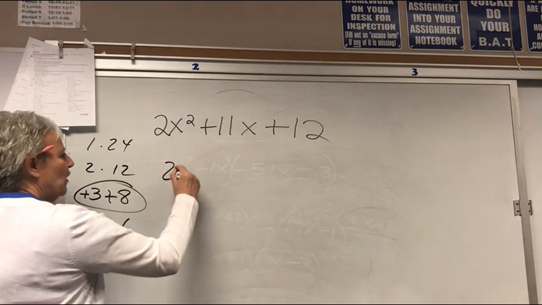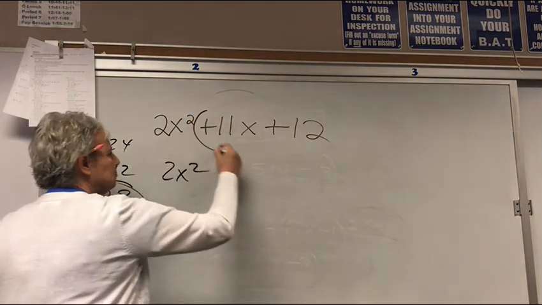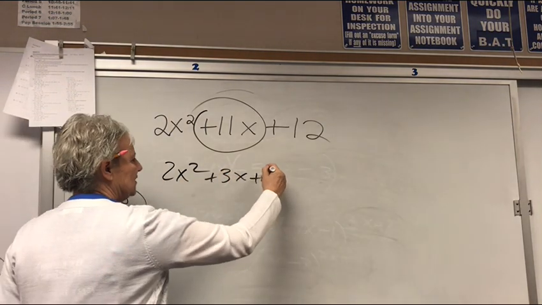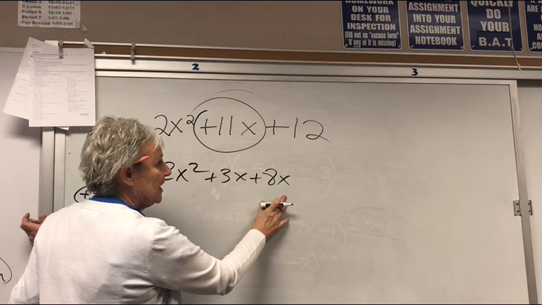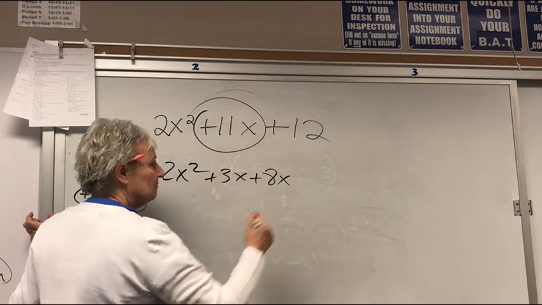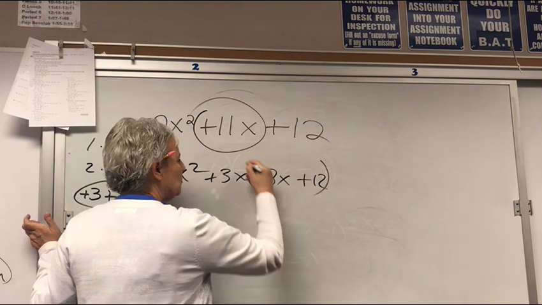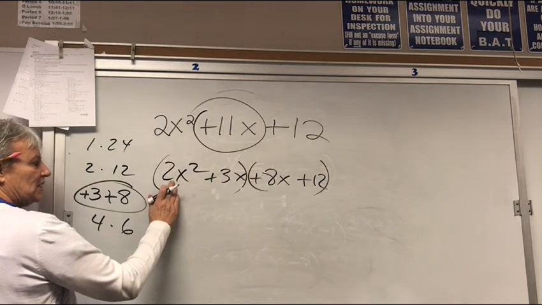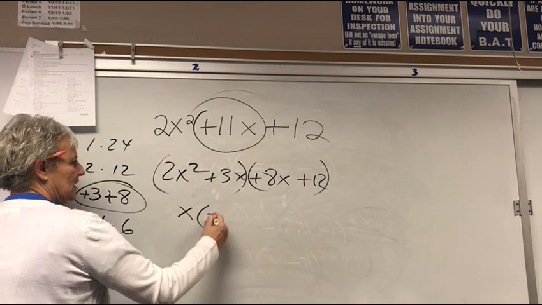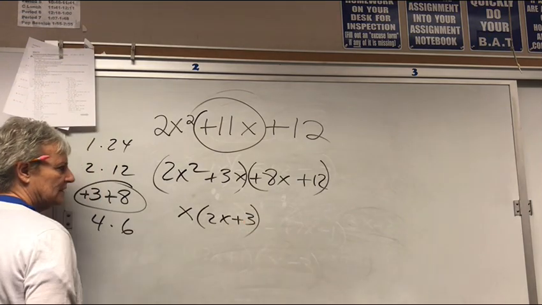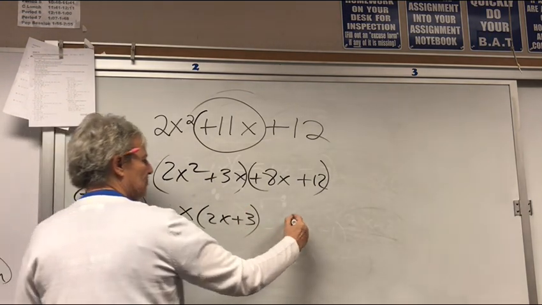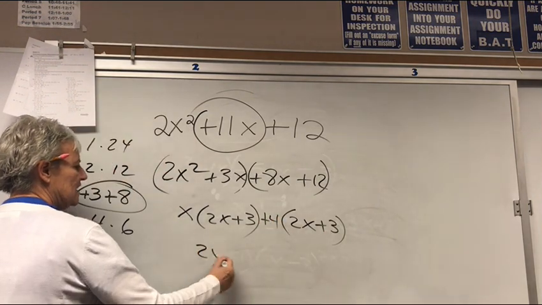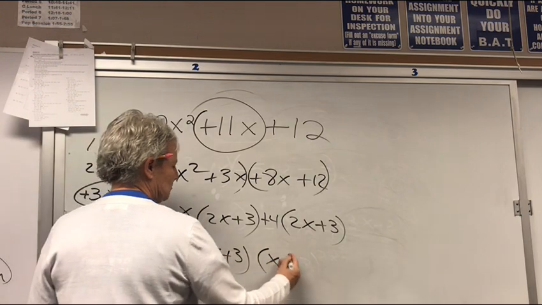All right, so the first term you leave alone. We're going to split the B term, split the middle. Plus 3x plus 8x. And you can put 8x first and 3x if you want. It makes no difference. Plus 12. Now we're going to do a grouping problem, which you supposedly learned in the last chapter. Okay, greatest common factor, x, 2x plus 3. Always double check by using the distributive property. 2x plus 3, 4. Final answer, 2x plus 3, x plus 4.